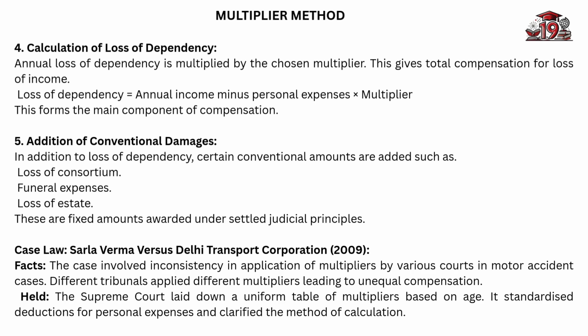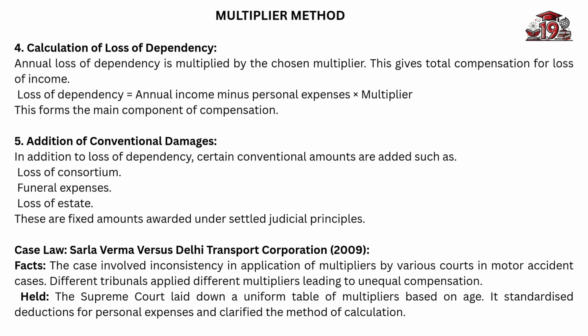Addition of conventional damages. In addition to loss of dependency, certain conventional amounts are added such as loss of consortium, funeral expenses, loss of estate. These are fixed amounts awarded under settled judicial principles.